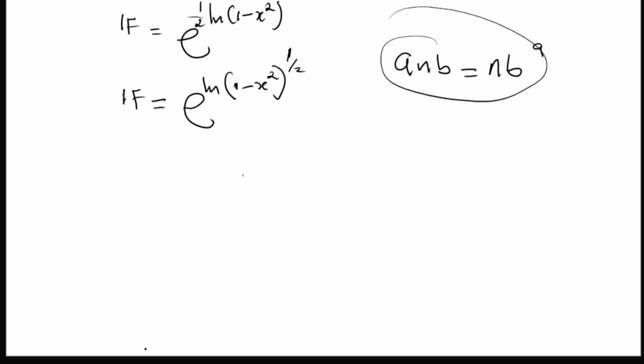You can see that what you have here, ln can cancel out exponential, and you are left with your new if statement to be equal to 1 minus x square raised to the power of 1 over 2.